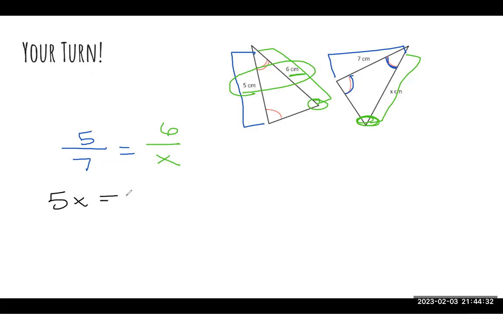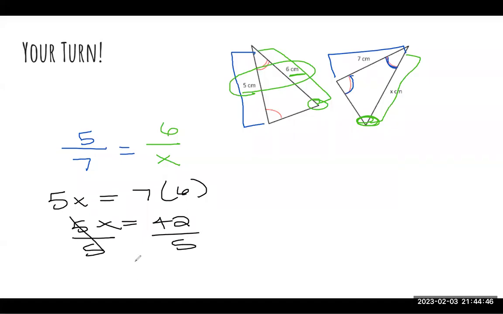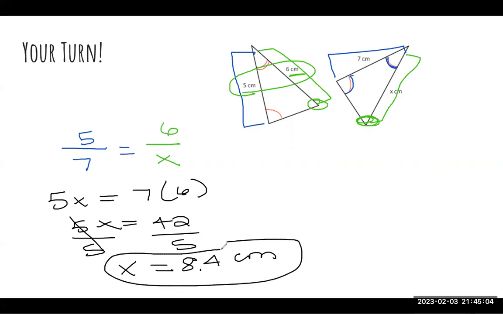So 5x is equal to 7 times 6. 7 times 6 is 42. So 5x equals 42. We're going to use those inverse operations that we learned and divide both sides by 5. These 5's cancel. Now, x, you can do a simplified fraction or you can convert it to a decimal. If we convert to a decimal, we do 42 divided by 5, which gives us 8.4. So our missing side length is going to be 8.4 centimeters. Always make sure to include your units. I knew it was centimeters because up here we had centimeters in each one of our measurements. Okay, all right, awesome job.